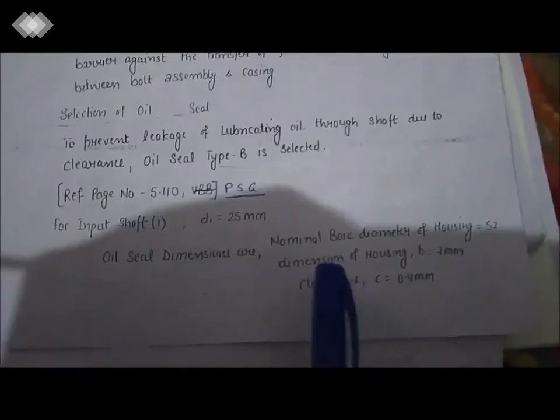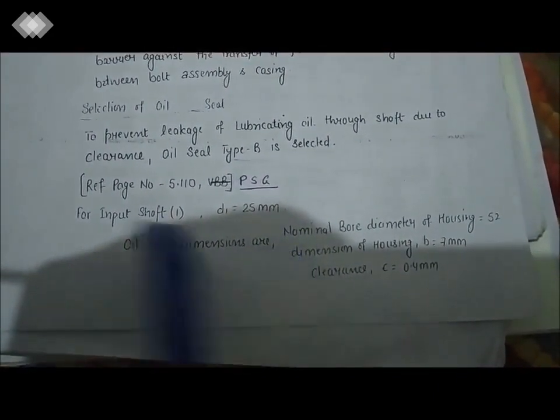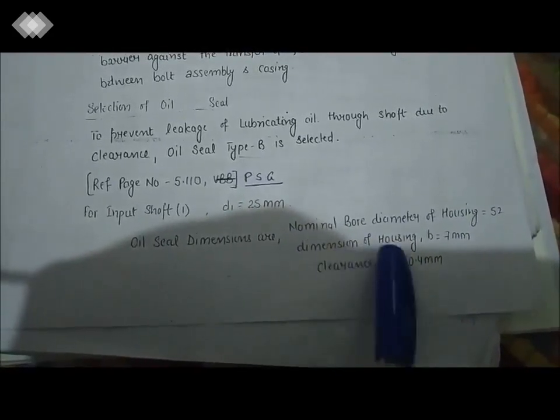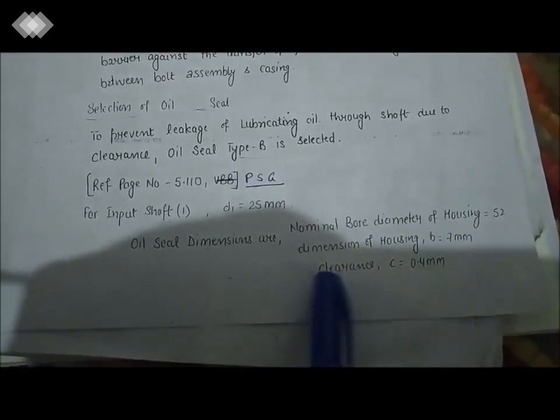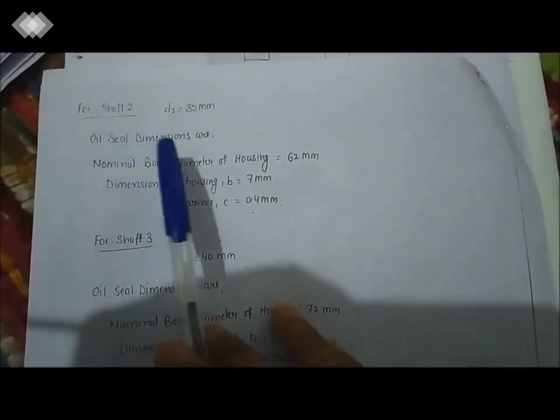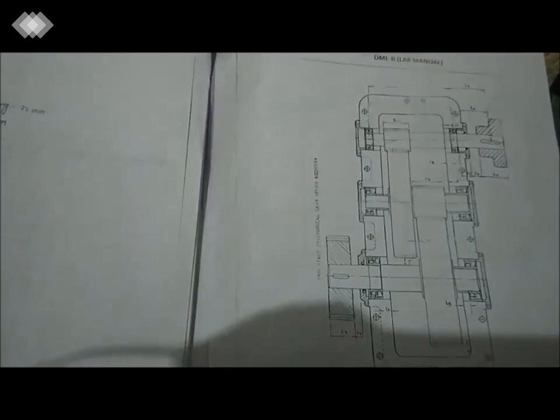So here I have written the oil seal dimensions: nominal bore diameter 52, dimension of housing B is equal to 7 mm and clearance C is equal to 0.4. In a similar manner you can find out the oil seal dimensions from the given table and just note those dimensions. So in this way we can design our 2-stage gearbox.